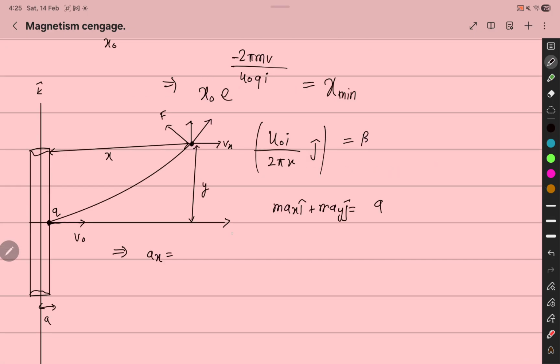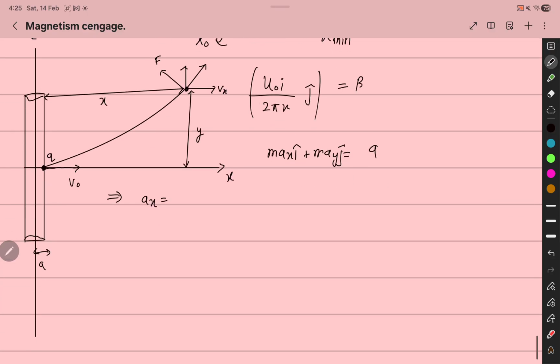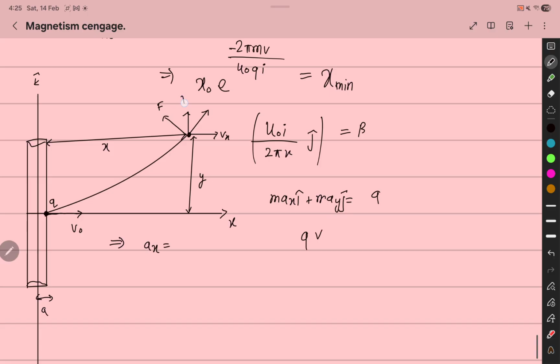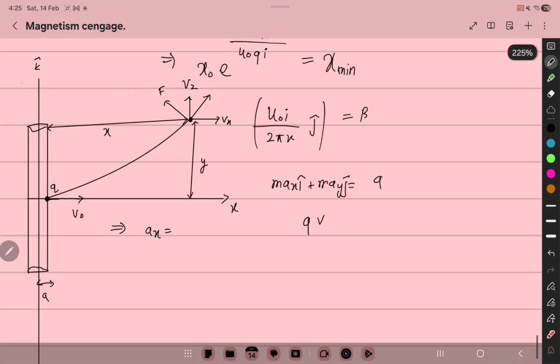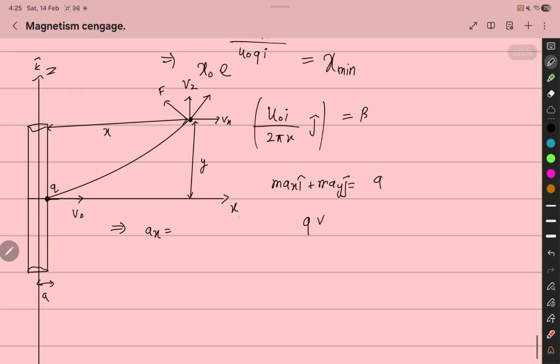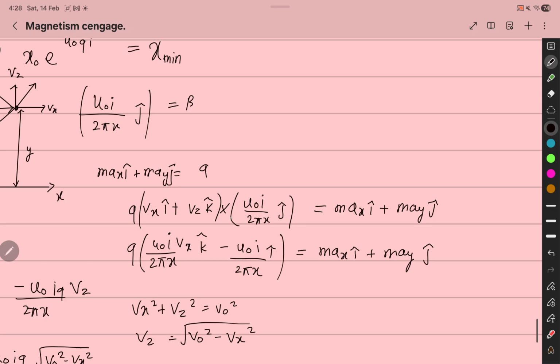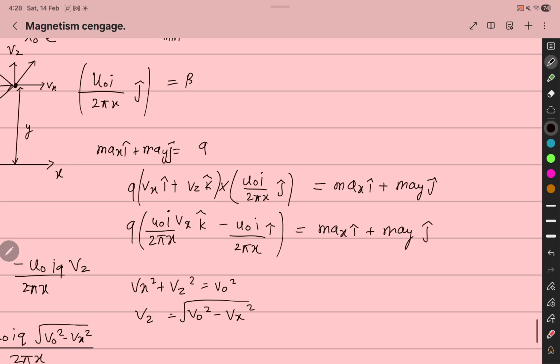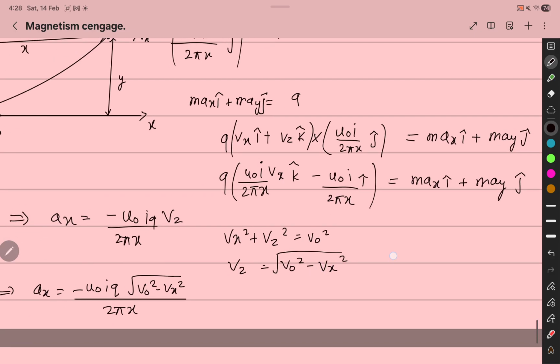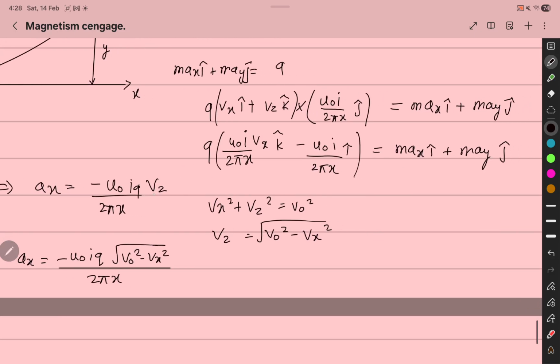So basically the first step is to write the b at the point which is at distance x, and then we can write our q into v cross b. Here they have taken slightly weird coordinates. This is your z, this is your x, and towards the inside is your y. So I have written some equations here. First we can say that this equation is valid, q into v cross b. Then we can take the cross products nicely, and we can write ax in terms of vz.